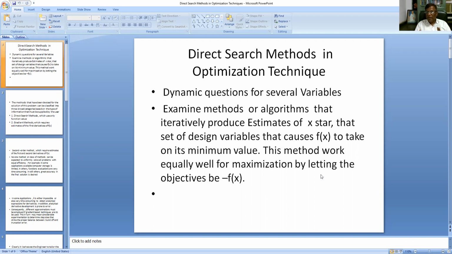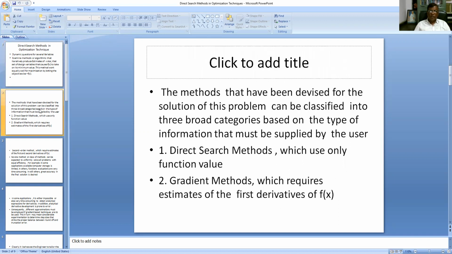Please examine methods or algorithms that iteratively, means repeatedly, produce estimates of X star, the set of design variables that causes f to take on its minimum value. This method works equally well for maximization by letting the objective be minus f(x). The methods that have been devised for the solution of this problem can be classified into three broad categories based on the types of information that must be supplied by the user.